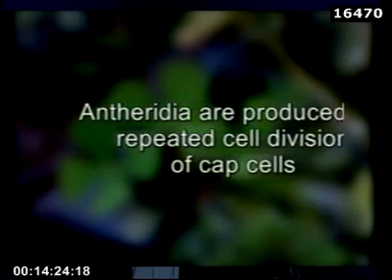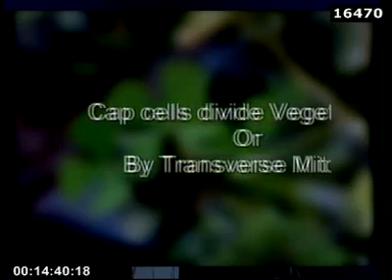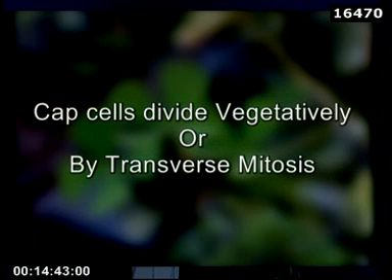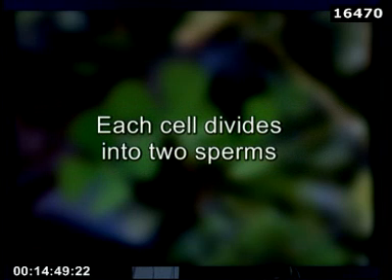Now, dear students, we will discuss the development of antheridia and oogonia in Oedogonium. The antheridia, or the male reproductive organs, are produced by repeated cell division of any of the cap cells of the filament. Usually the cap cells divide vegetatively, by usual mitotic division, transversely into many cells. Each segment, or each cell, divides transversely or vertically into two sperms.